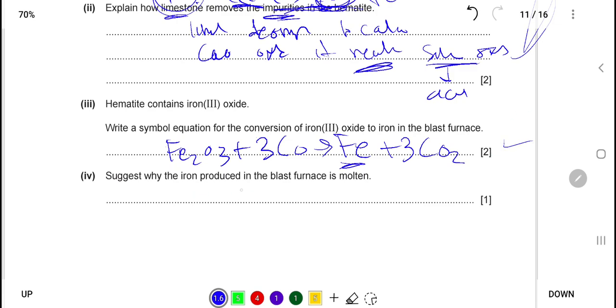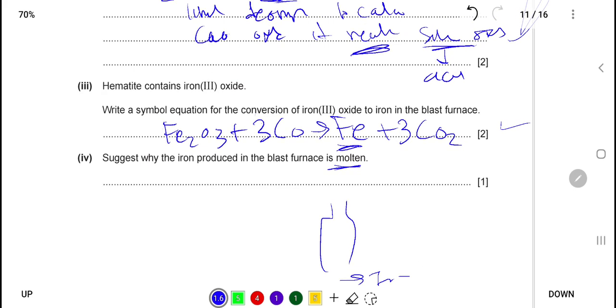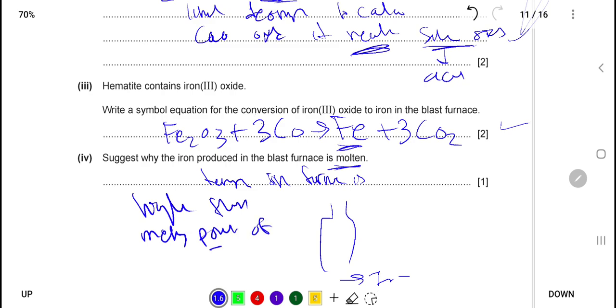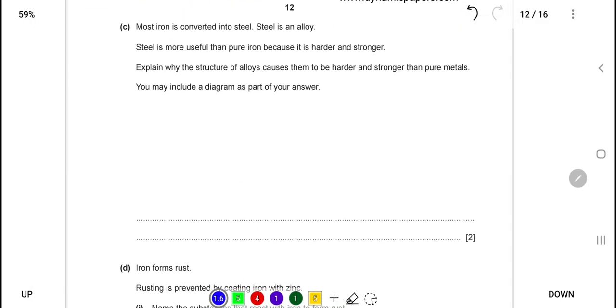Now suggest why the iron produced in the blast furnace is molten. Why is the iron molten, not solid? There's a sensible answer: the temperature in the furnace is higher than the melting point of iron. That's why the iron became molten.